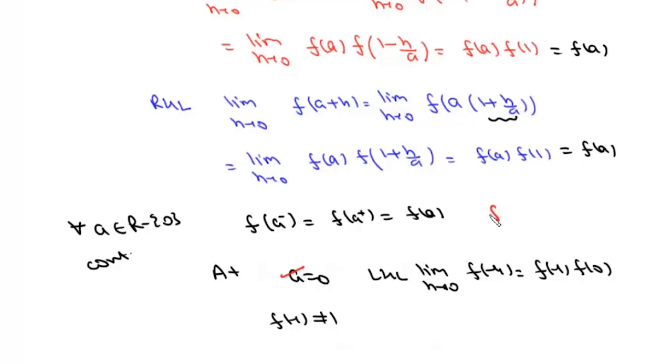And one counter example can be if we take this function f(x) as 1 upon x when x is not equal to 0 and 0 at x equal to 0. Now this function satisfies all the conditions and it is continuous for all x belongs to R minus 0, and at 0 this function is discontinuous.